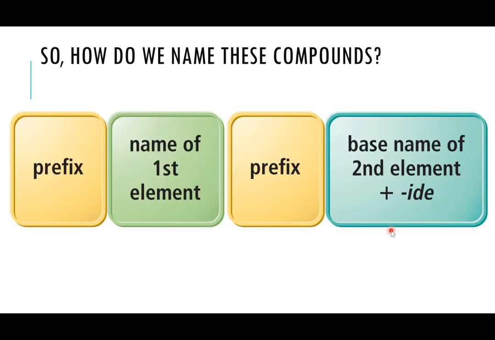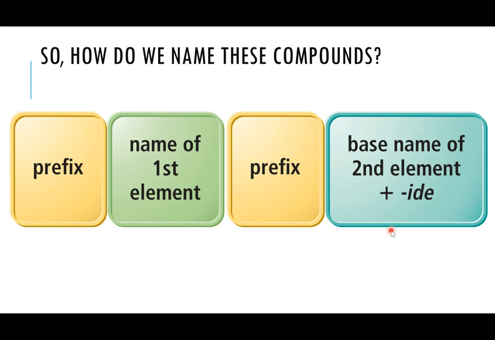The thing that we're going to focus on in this chapter is not so much how they come together. What we're going to focus on in this chapter is just naming them. We're going to start simple. So when we name covalent compounds, the first thing to do is identify it as covalent. That's going to be your first step.